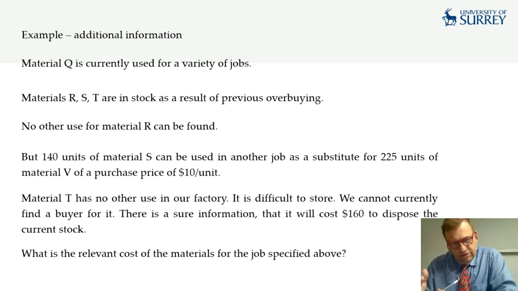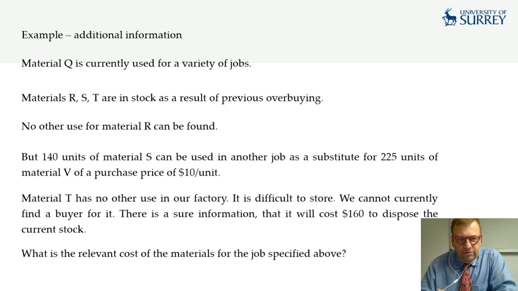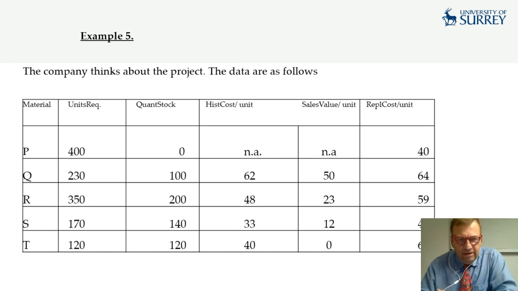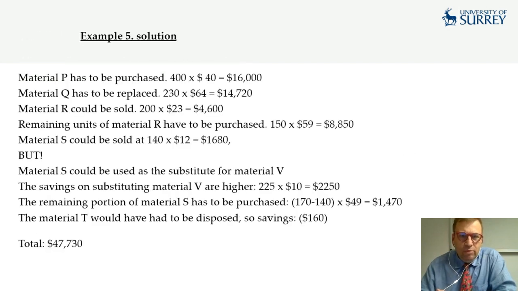So this is the information about the job. Let's go back. We come to the conclusion that we do not have the material P. Now, it's an easy remark. We need 400, we do not have it, we have to replace it. So what we do? We purchase 400 pieces at $40 and the cost is $16,000. So this is what we have about material P.